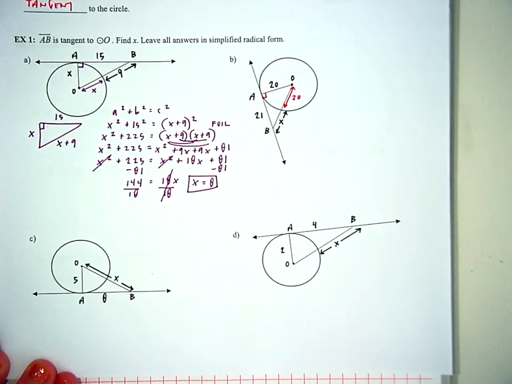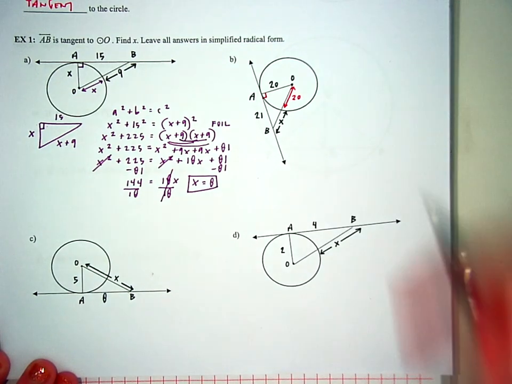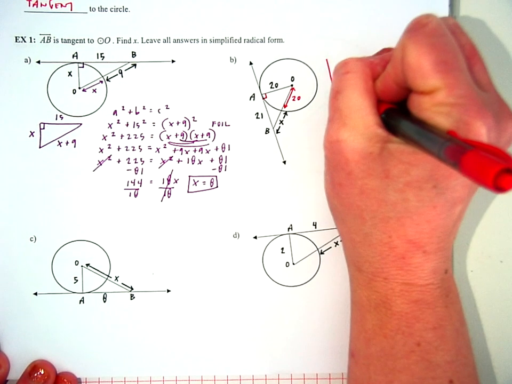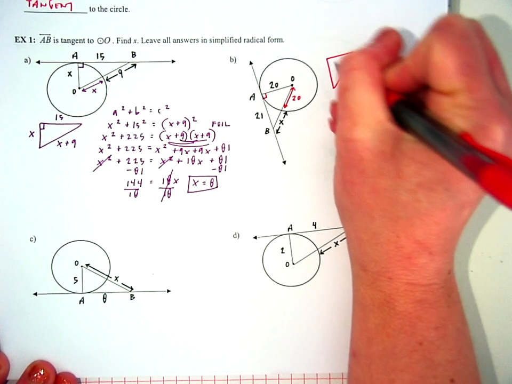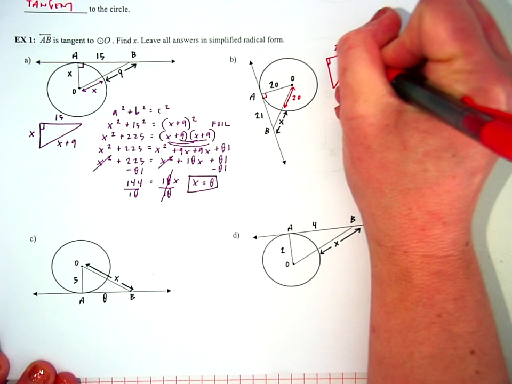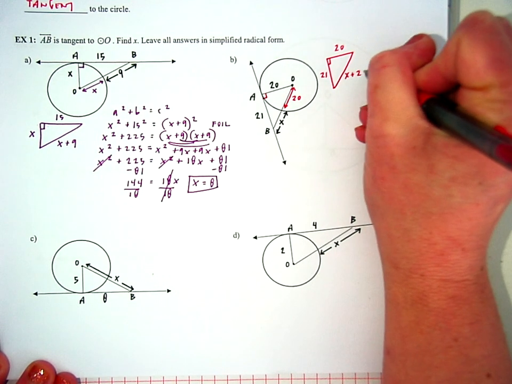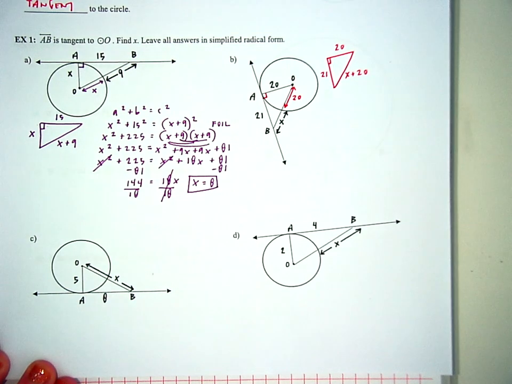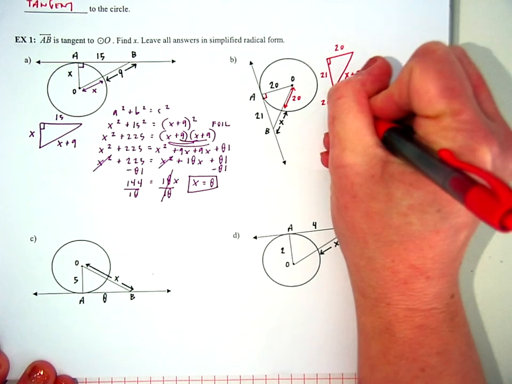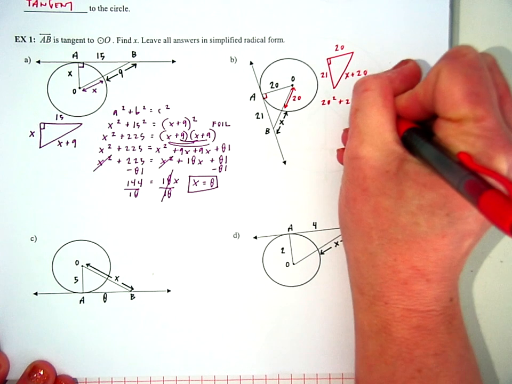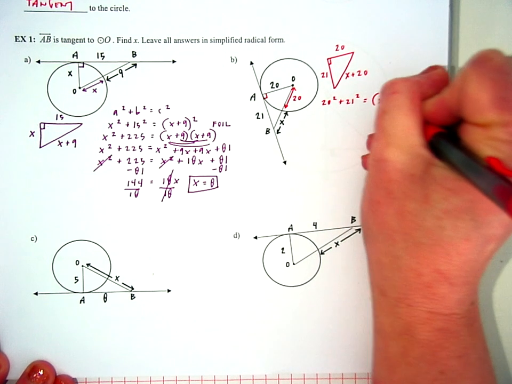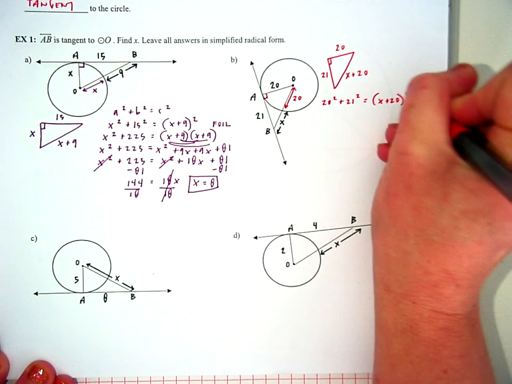So if I use that same strategy, first I'm just going to draw out the triangle as its own separate entity. Here I have 20, I have 21, and here I have x plus 20. So here I'm going to go back and use the Pythagorean Theorem again. So I'm going to say that 20 squared plus 21 squared equals x plus 20 squared.